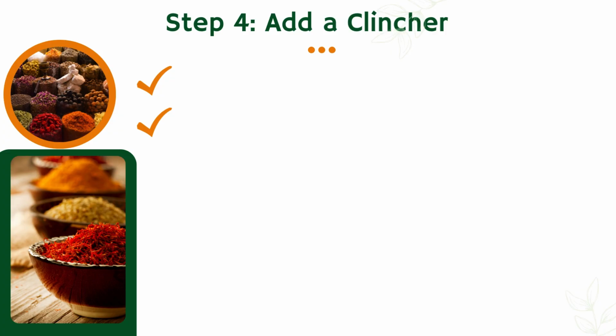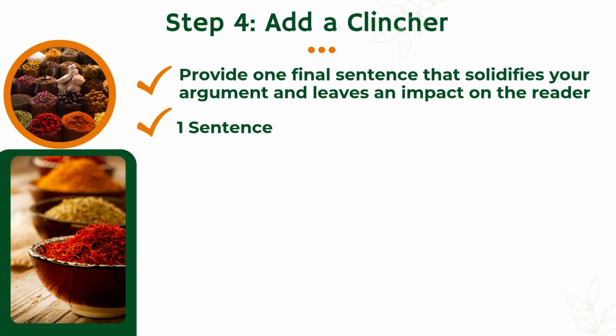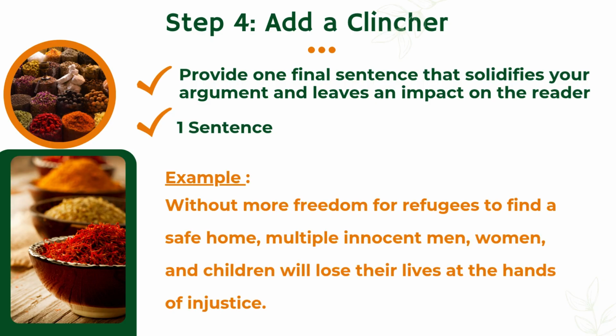For the last step of writing our conclusion paragraph, we need to add a clincher. This will be one sentence that wraps everything up and really leaves an impact on the reader. You want them to remember what they just read and think it is as important as you do, no matter what kind of essay you're writing. An example clincher for our example essay might be something like the following. Without more freedom for refugees to find a safe home, multiple innocent men, women, and children will lose their lives at the hands of injustice. Remember, the goal of this essay was to persuade the audience to agree with the essay's opinions, so it's important to leave them in their feels.